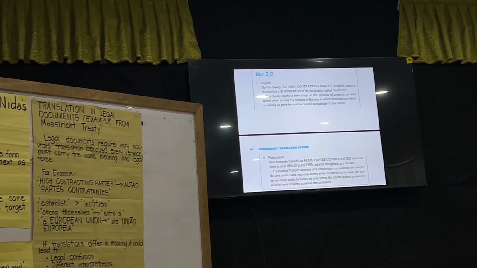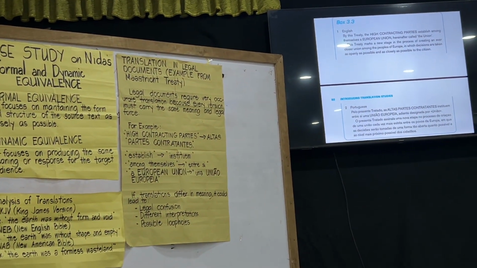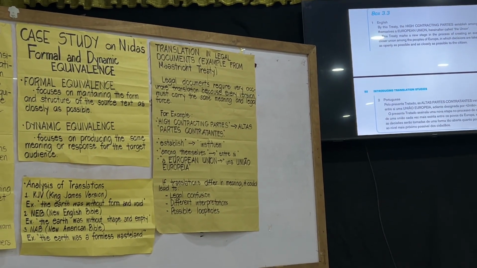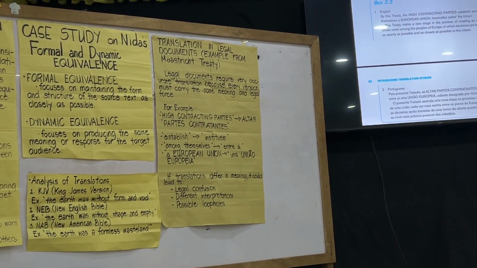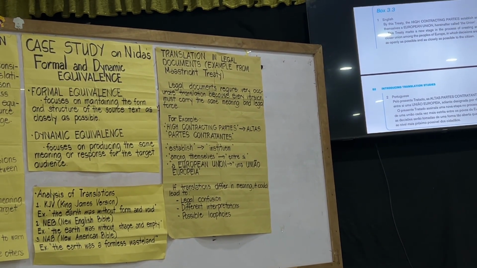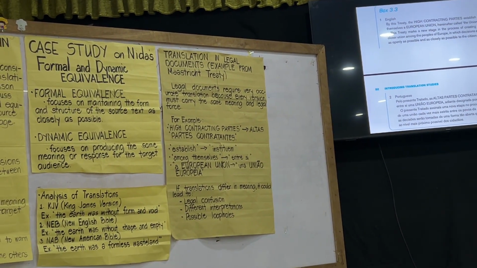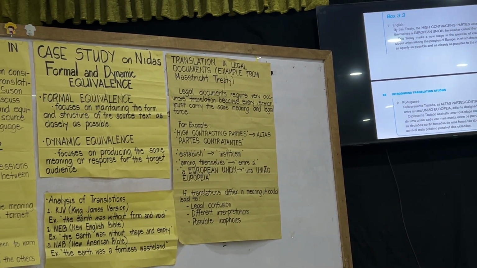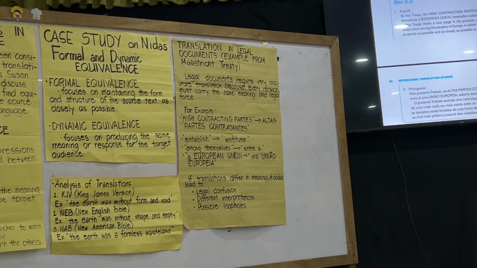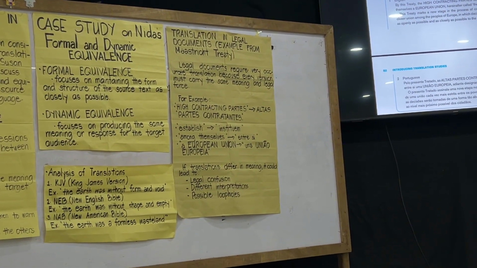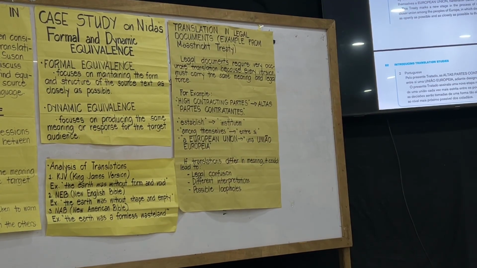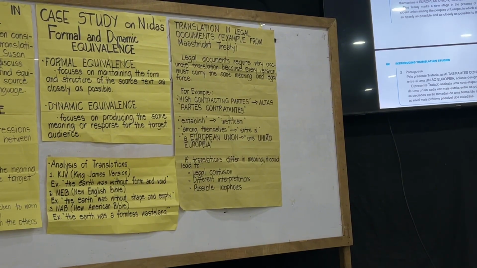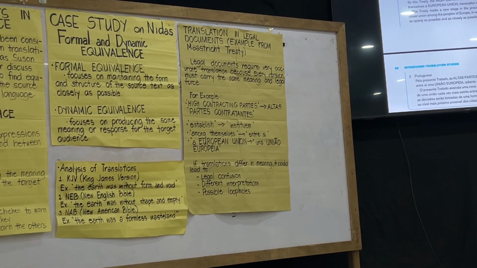Next, we have the translation in legal documents. This is from the Maastricht Treaty. Legal documents require very accurate translation because every version must carry the same meaning and legal force. The same meaning. Then, in many cases, translators use formal equivalence, which means the translation follows the original wording and structure as closely as possible.